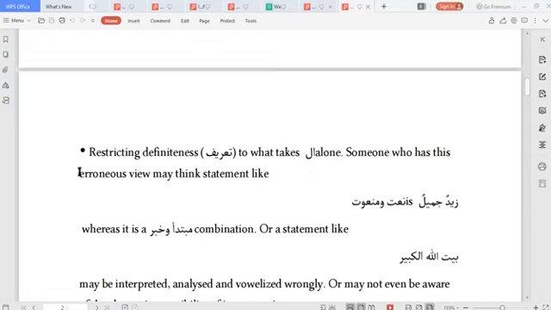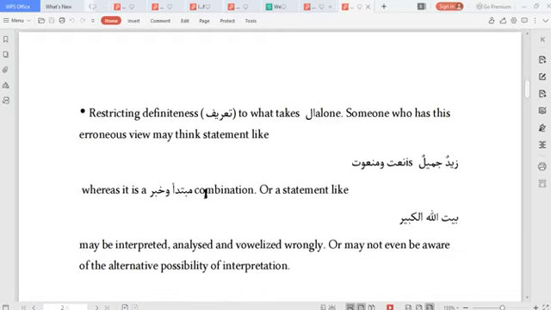Someone who has this erroneous view may think a statement like Zaidun Jamil is not a mubtada and khabar, because he will think Zaid is what? Nakira. Meanwhile, Zaid is an alam, a proper noun, and all proper nouns are also what? Ma'arifa. So it's very important. That's why in our previous lessons, we have been emphasizing the importance of knowing the ma'arifu sab'a, that there are 7, not just the one taking alif and lam. Taking alif and lam is just one of the 7, there are other 6, and they will play a role in your understanding of mubtada and khabar, na'at and man'ut, and mudaf and mudaf ilayh.